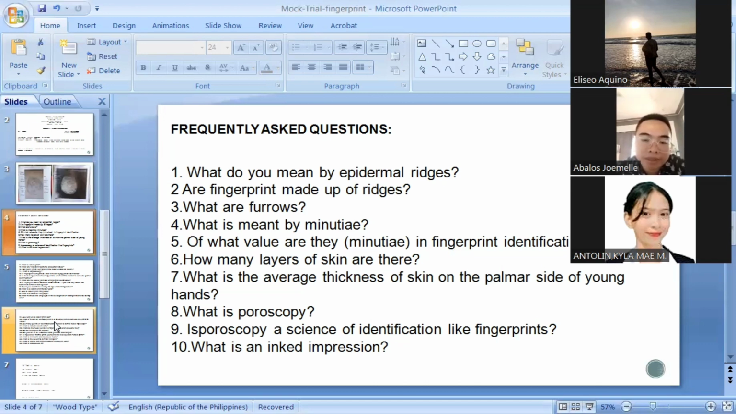What is poroscopy? Poroscopy is the study of sweat pores. Is poroscopy a science of identification like fingerprints? Yes, because poroscopy is used to identify a person through the study of pores. What is an impression? Impression is the recorded friction ridge in the distal joint.